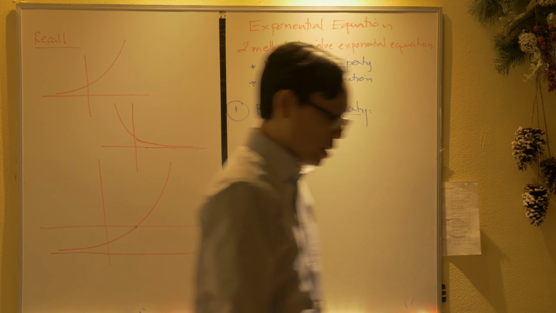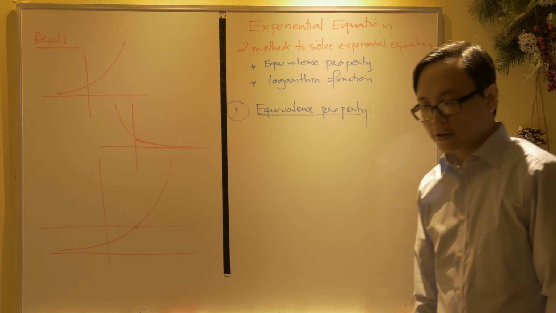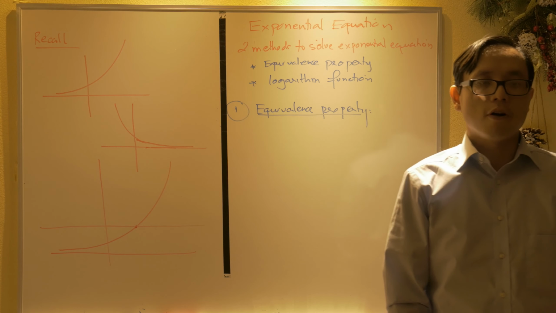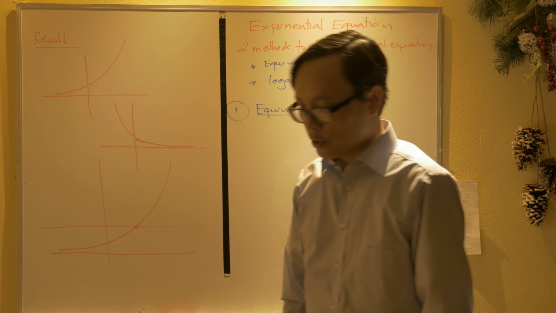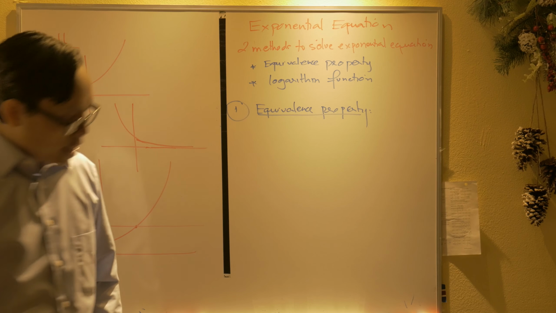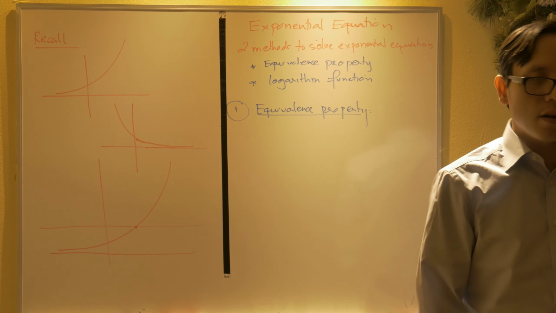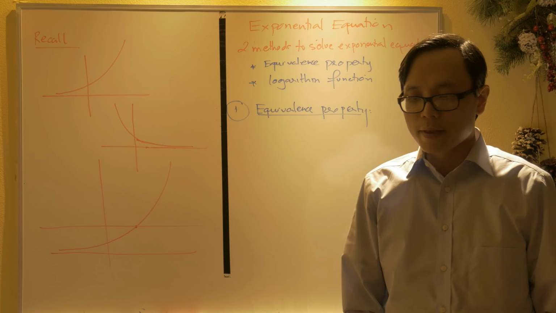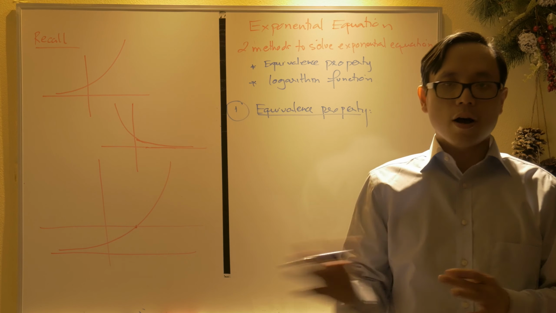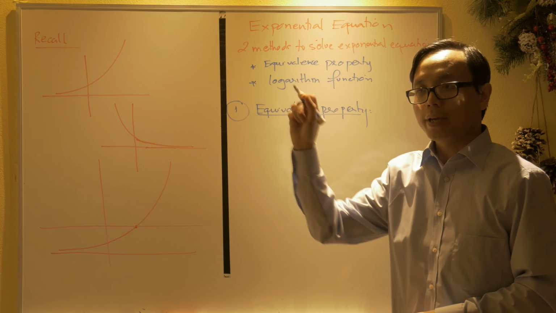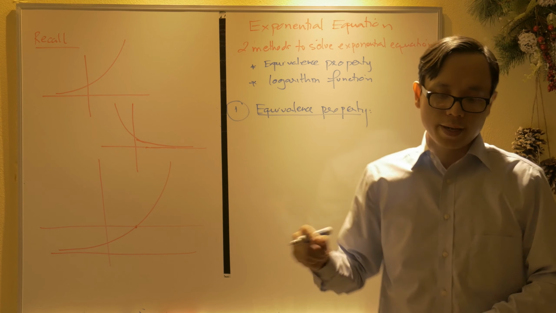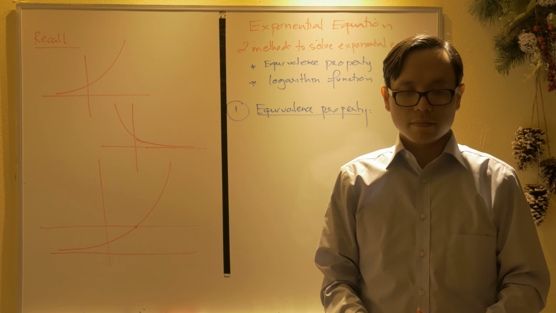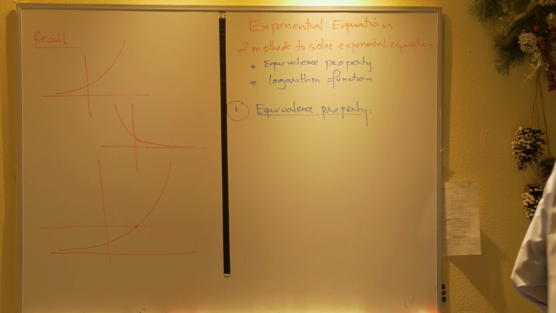What is the equivalence property? Hopefully you already reviewed the exponential formulas I told you to do in the last video. That's very helpful. It helps you to solve exponential equations. The equivalence property states that as long as you have the same base on both sides of an exponential equation, then you can set the exponents equal to each other to solve for x. So the goal is to get the same base. If you don't have the same base, then you cannot solve the exponential equation. So this is what the equivalence property is about.